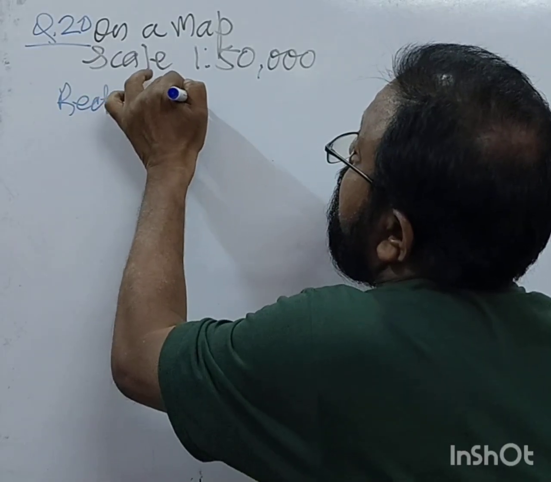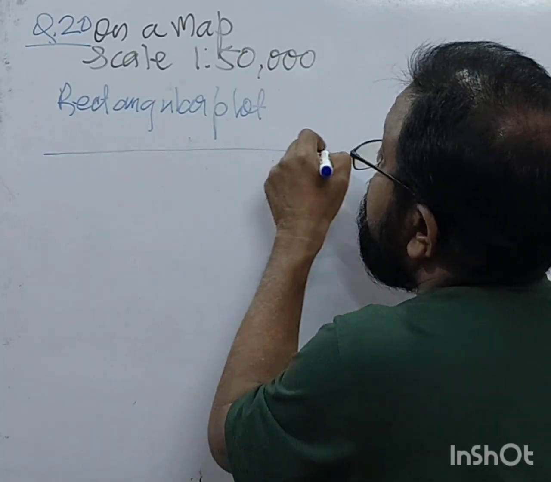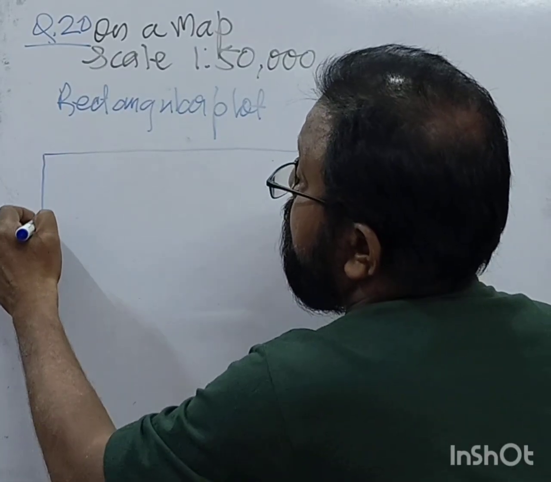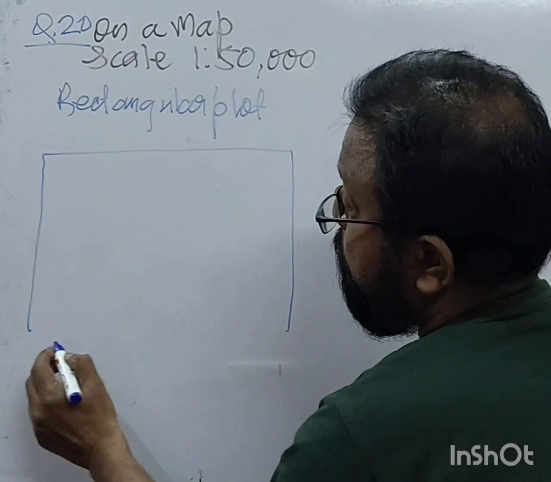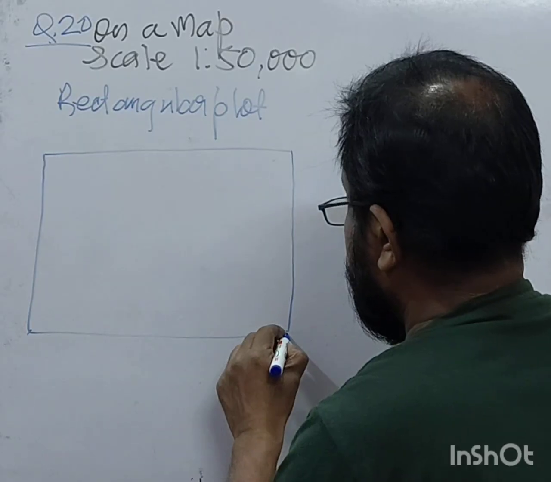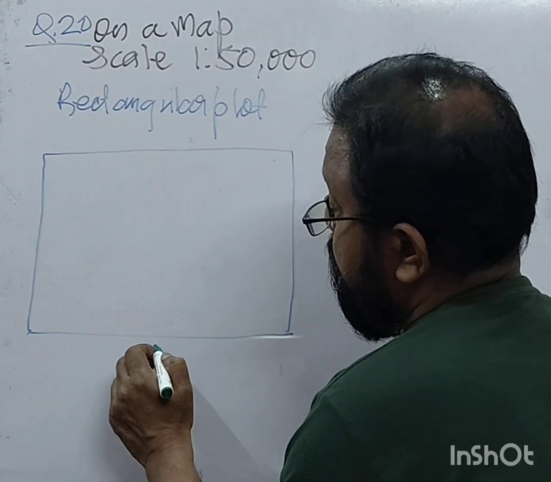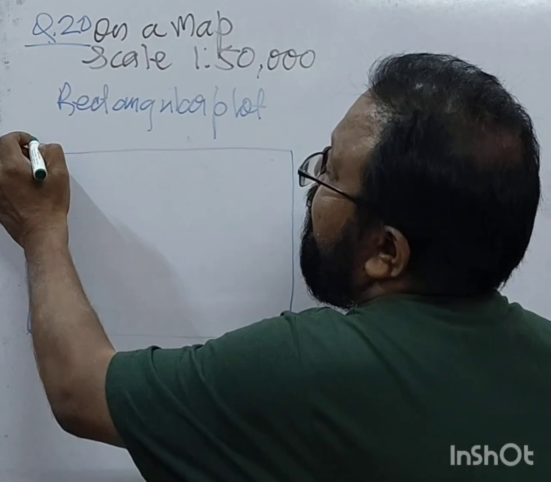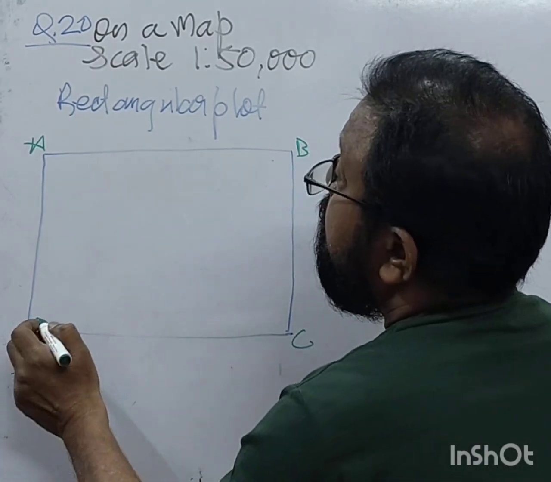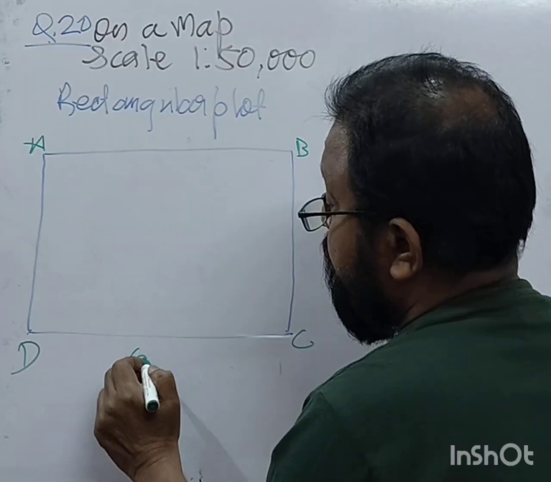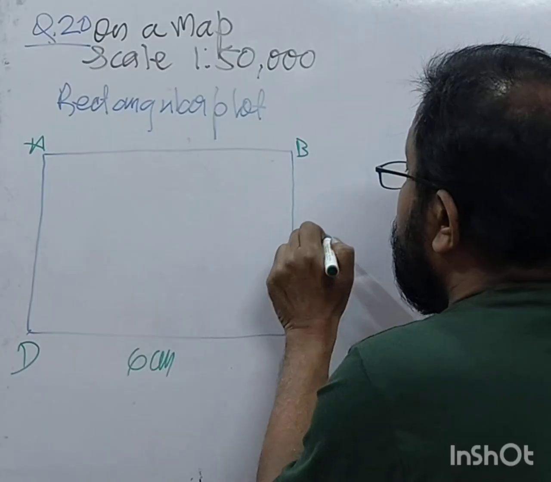So a rectangular plot is like this. What are its dimensions? ABCD, its vertices. Sorry, A B C D. AB is 6 centimeter, and BC is 8 centimeter.